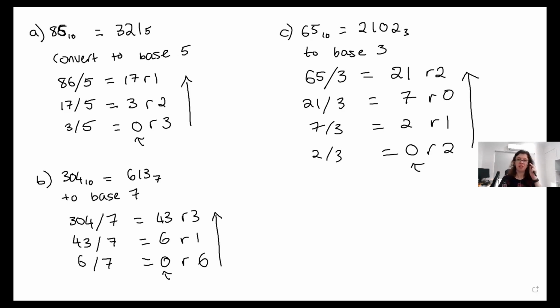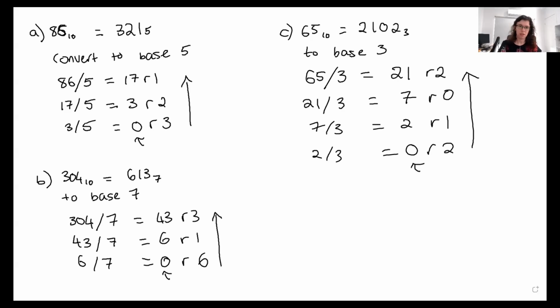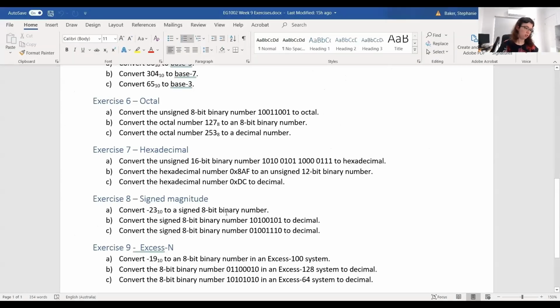Cool, so that's kind of our base N exploration complete. Let's have a bit of a look again at our next questions. So next question is going to be on octal. So we've got some questions of converting to octal and some questions converting from octal to binary numbers. So let's have a look at how to do this. Let's bring up a whiteboard.